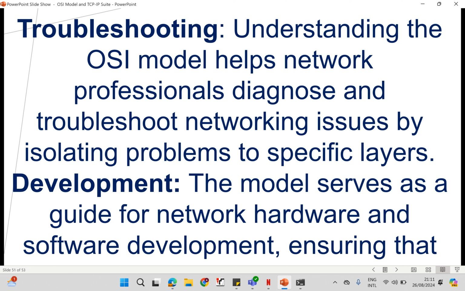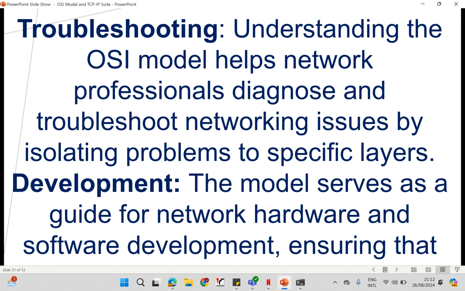Then troubleshooting. When you hear those terminologies, like, oh, it's a layer 1 issue. Understanding the OSI model helps network professionals diagnose and troubleshoot networking issues by isolating problems to a specific layer. Once you hear it's a layer 1 issue, they are talking about cable. Oh, it's a layer 2 issue, maybe a port of the switch, or maybe the switch is malfunctioning. So they configure a new switch and they take it to site.